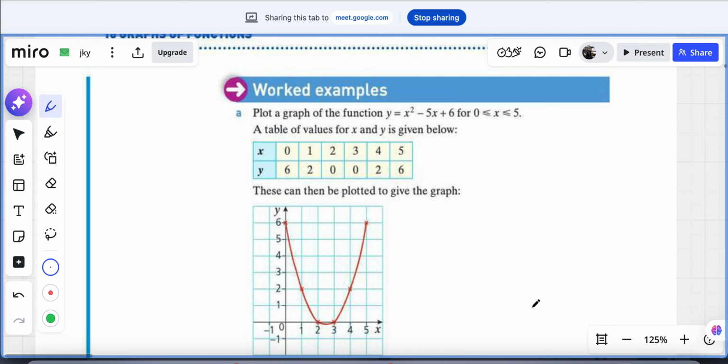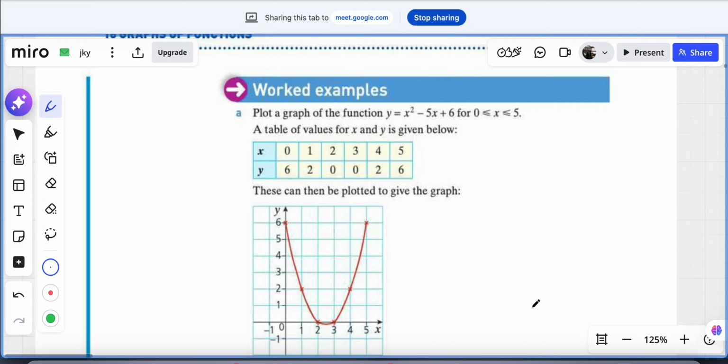The first one is 0. Substitute 0 into this equation. 0 squared, you get 0, minus 5 times 0, you get 0, plus 6. So your y value will be 6. Then you substitute the next value, 1. 1 squared is 1. 1 times -5, you get -5. Plus 6. So you have 1 minus 5, that's -4, plus 6, you get 2. That's how we got 2 here.